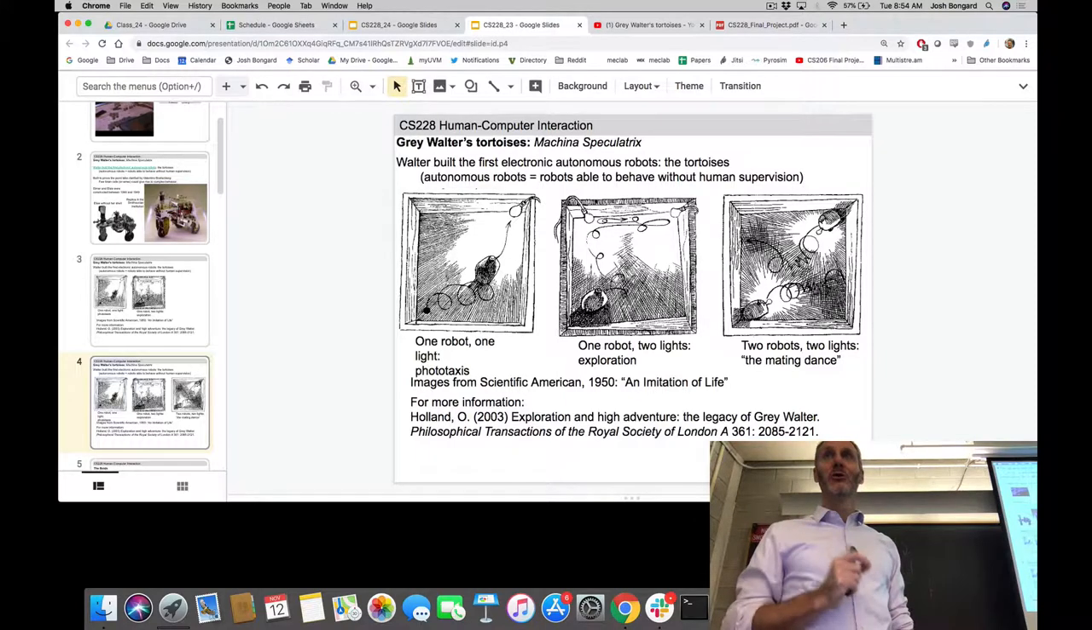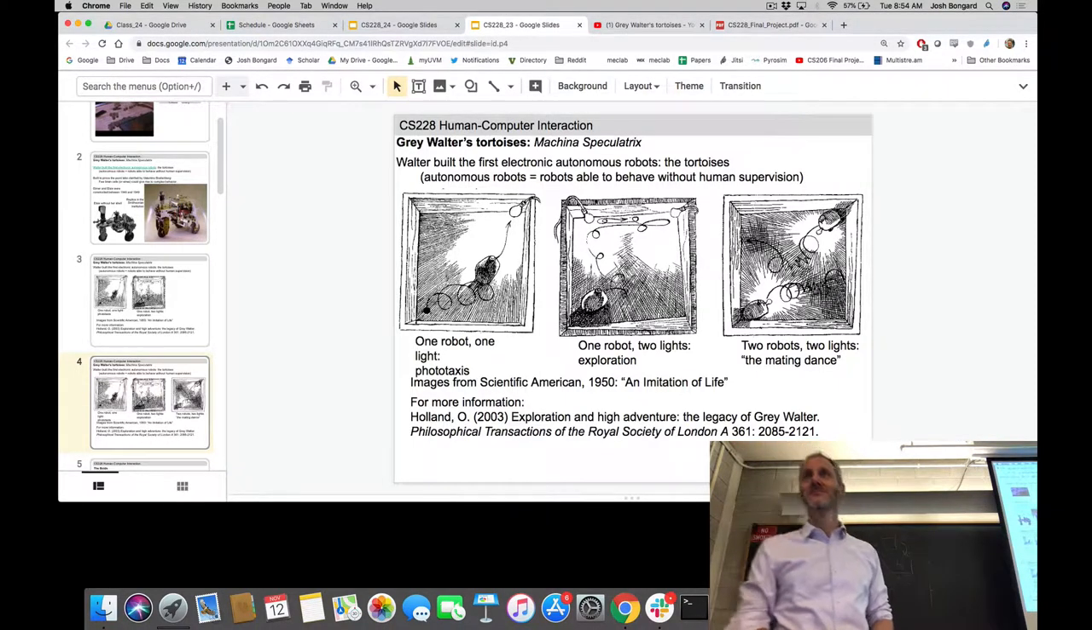For those that have Roombas at home, how do they work? When they work? Yep.